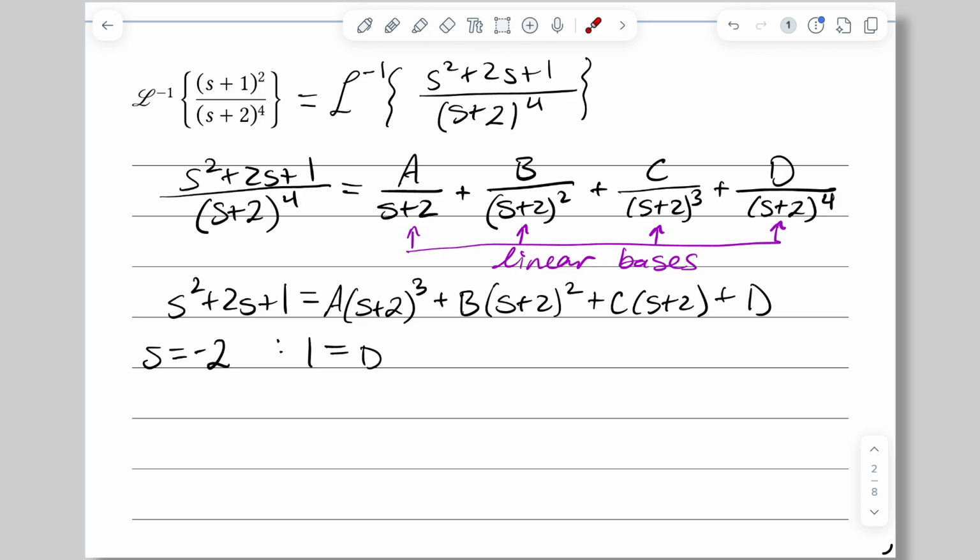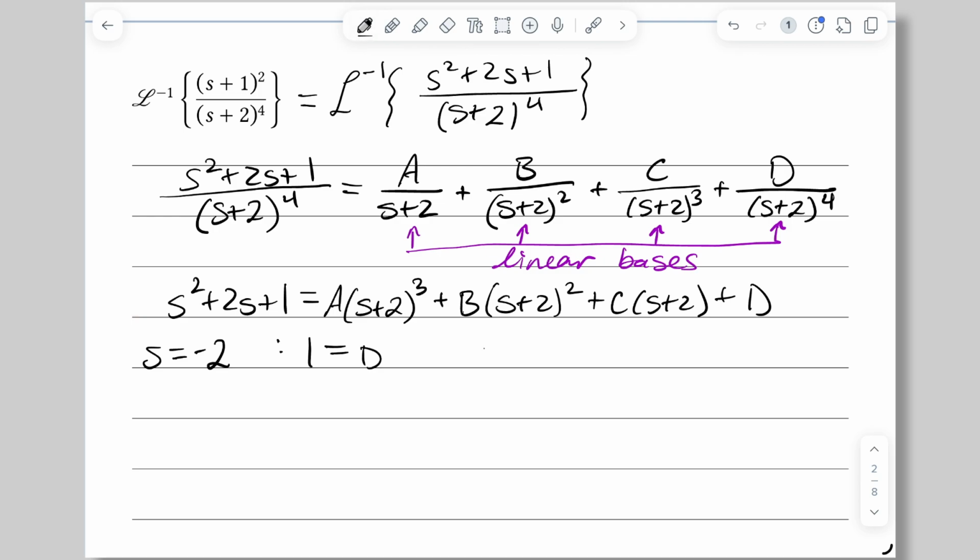One way to deal with partial fraction decomposition is to expand everything on the right-hand side and then compare coefficients of like terms on the left and on the right. We can also shortcut this a little bit. If we notice we have a times s plus 2, the quantity cubed, that's going to give us an s cubed term. And it will be the only s cubed term we have on the right. There's no s cubed term on the left.